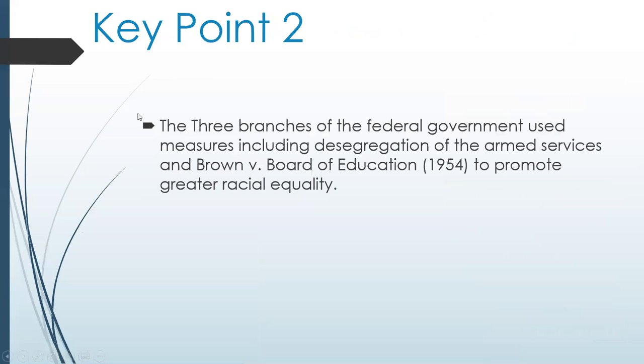All right, so key point 2. The 3 branches of the federal government use measures including desegregation of the armed services and Brown versus Board of Education of 1954 to promote greater racial equality. So I'll give you about a minute and a half to 2 minutes, and we will talk about how each of the 3 branches, for the most part, helped in these early years to progress civil rights, helped civil rights move forward.